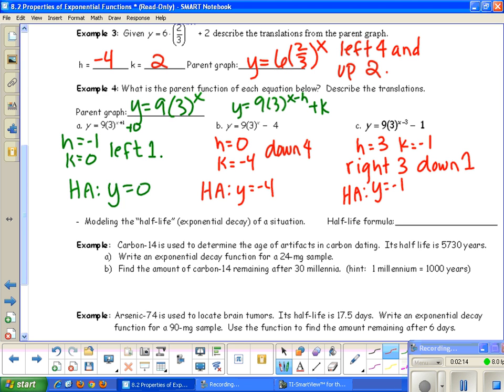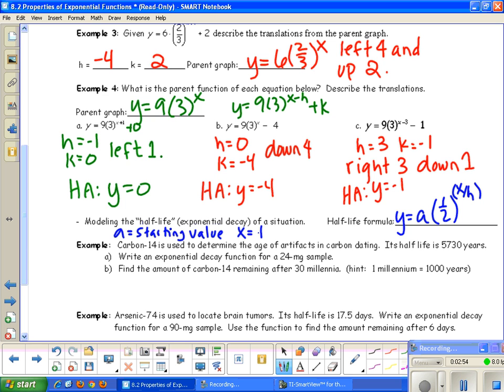Now, we have a lot of applications to exponential functions. Modeling the half-life of exponential decay of a situation, we have a half-life formula. The formula for half-life is going to be y equals a times 1/2 to the x divided by h power. So that's an h right there. In this case, a stands for the starting amount or value, and your half-life is what your b value is always going to be for these problems. That's why it's called a half-life equation or half-life formula.